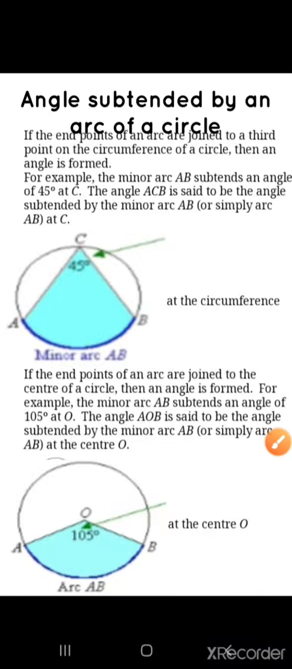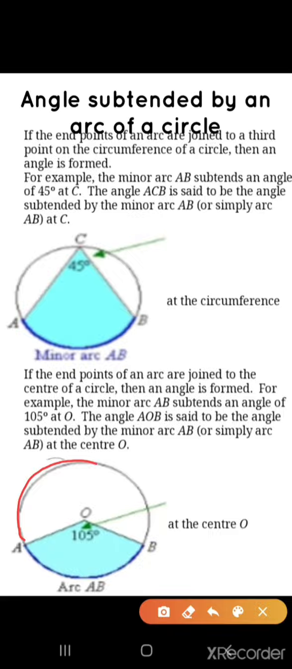Again, this is an arc AB, but it is major. If that major arc subtends this angle, that is the reflex angle AOB at the center. If the arc is major, then the angle is reflex. If the arc is minor, then the angle is the central angle.